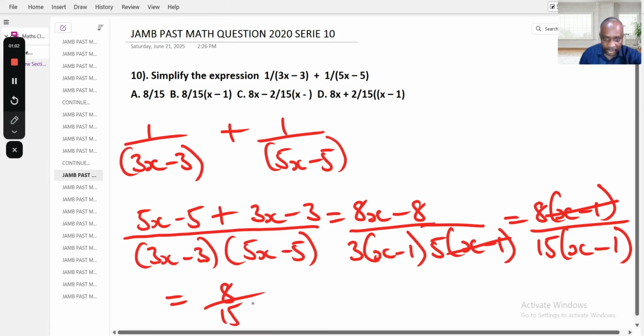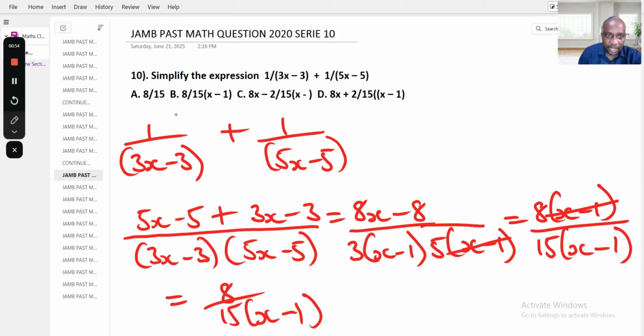Isn't it 15, x minus 1? This is our final answer. Do we have that? 8. Yes, our final answer is B.